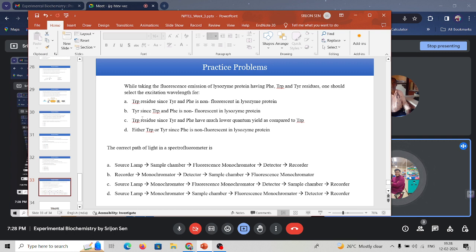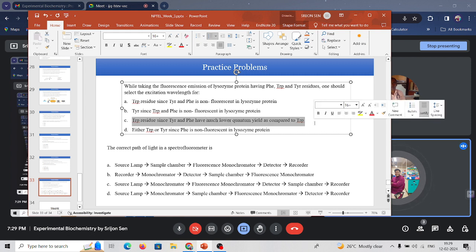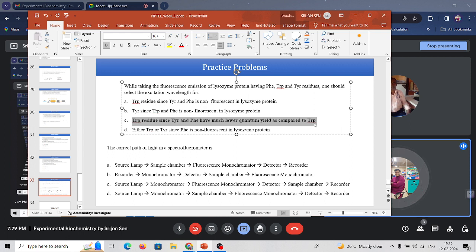So this question has to be answered from the perspective of quantum yield. Nothing has been said about the combination of amino acids in that particular protein, lysozyme. So let's answer it from the quantum yield. The excitation wavelength has to be selected for the tryptophan residue, since the quantum yield for tyrosine and phenylalanine is much lower than tryptophan.